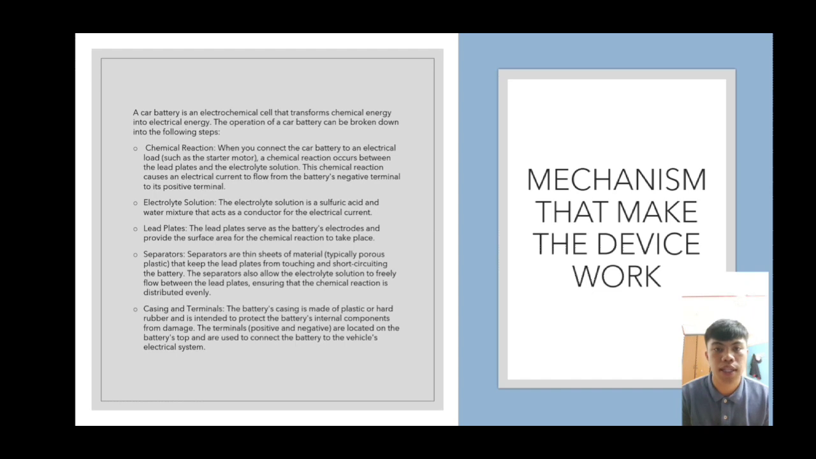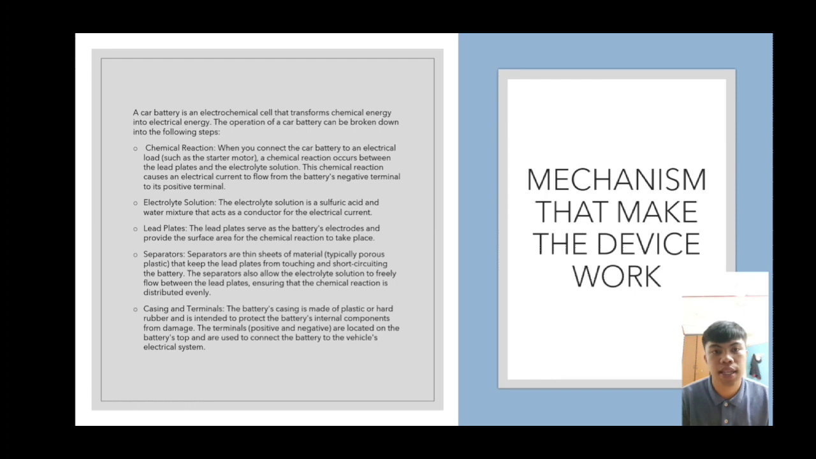Next, separators. Separators are thin sheets of material, typically porous plastics, that keep the lead plates from touching and short-circuiting the battery. The separators also allow the electrolyte solution to freely flow between the lead plates, ensuring that the chemical reaction is distributed evenly. Next, casing and terminals.